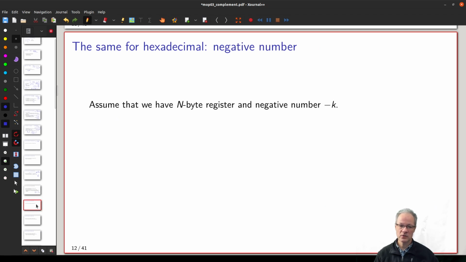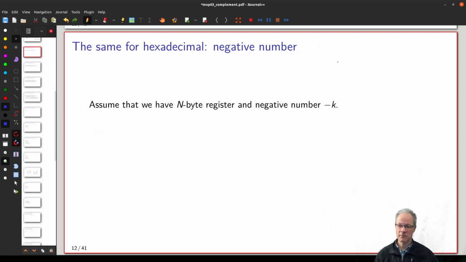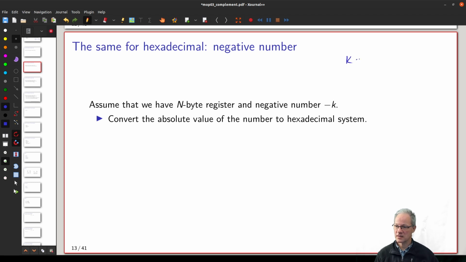Okay, now what if we want to do the same for the negative number? The story is similar. The algorithm is very similar. So we assume that we have an n byte register and the negative number minus k that we want to store. We're going to convert the absolute value of k to the hexadecimal system. So let's say that k is equal to 1, and we want to see what minus k is going to be in hex.